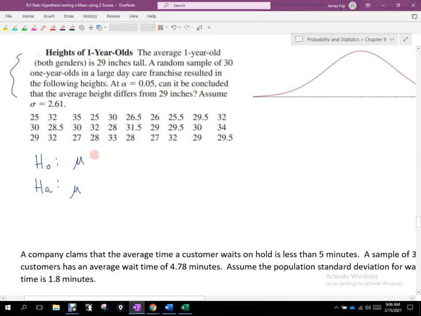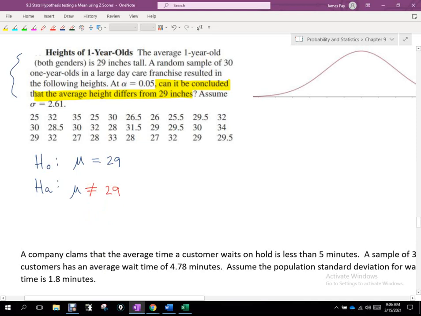.29 inches. As we read that, mu is 29 inches. Now the question, as we read it, says, can it be concluded that the average height differs from 29 inches? When it says differs, does it tell me a direction of differing? No. So when it does not tell me a direction, we just have to make sure it's not 29.